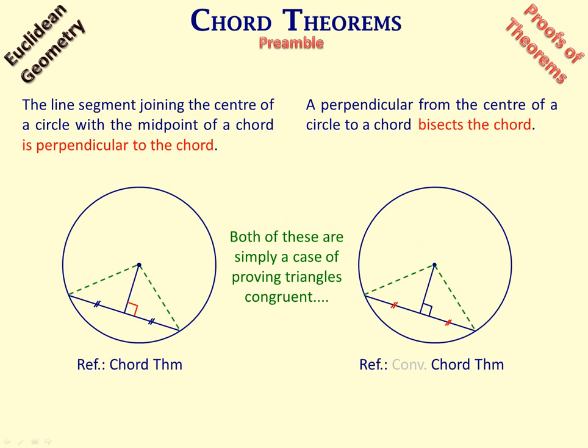It's simply a case of proving triangles congruent. That's all we can do, because that's all we know about the circle at the moment, is that the center is equidistant from all points on the circumference, the radii.